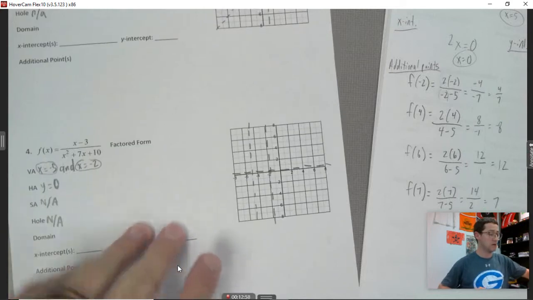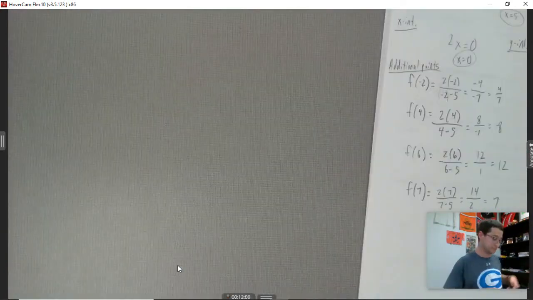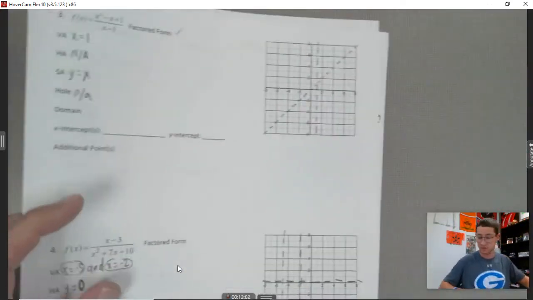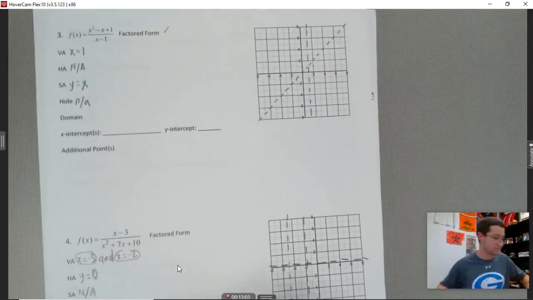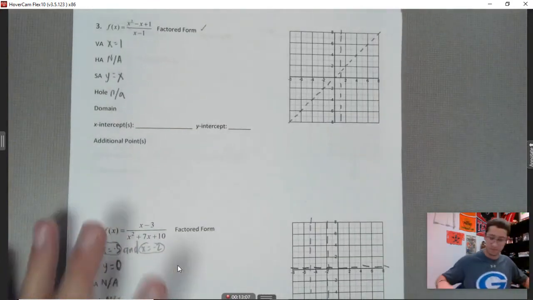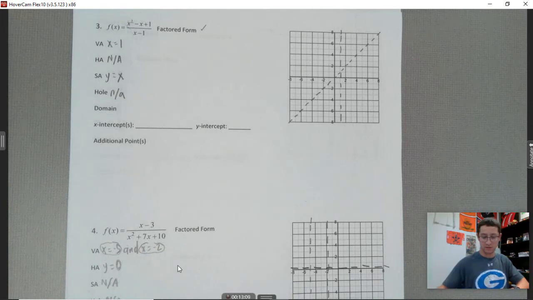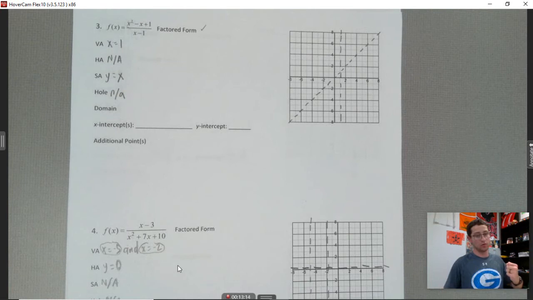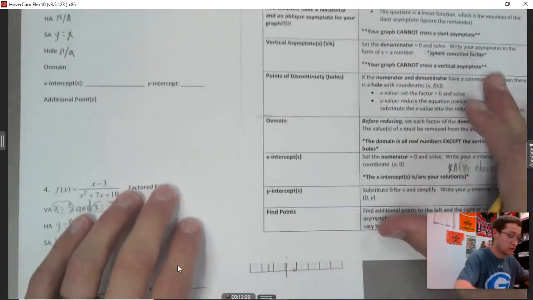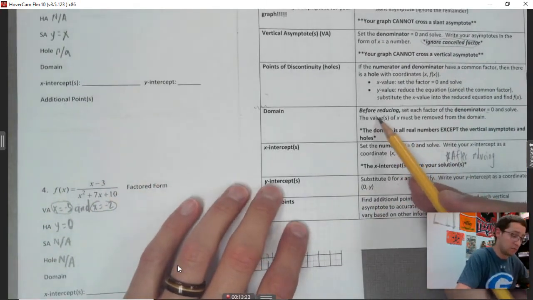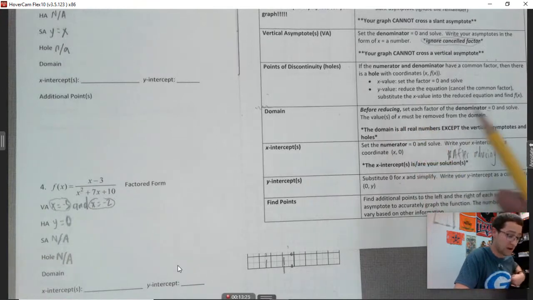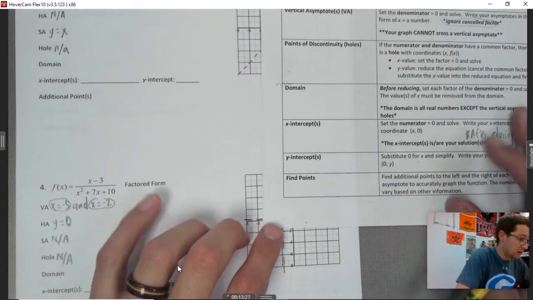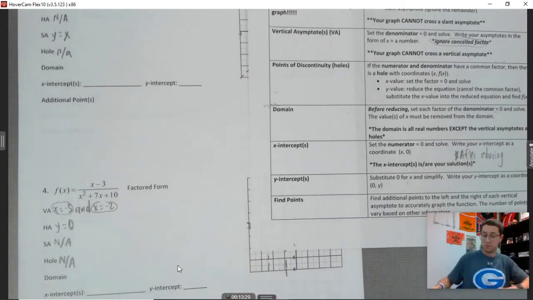All right, let's talk about 3 then. Maybe I'll post that one and save you guys some time. Okay, number 3. Let's start with the domain. For the domain, you want to take out those denominator values that make 0 on the bottom. This is before reducing. That one was already in factored form. You set the denominator equal to 0, and then you solve. So let's do it.